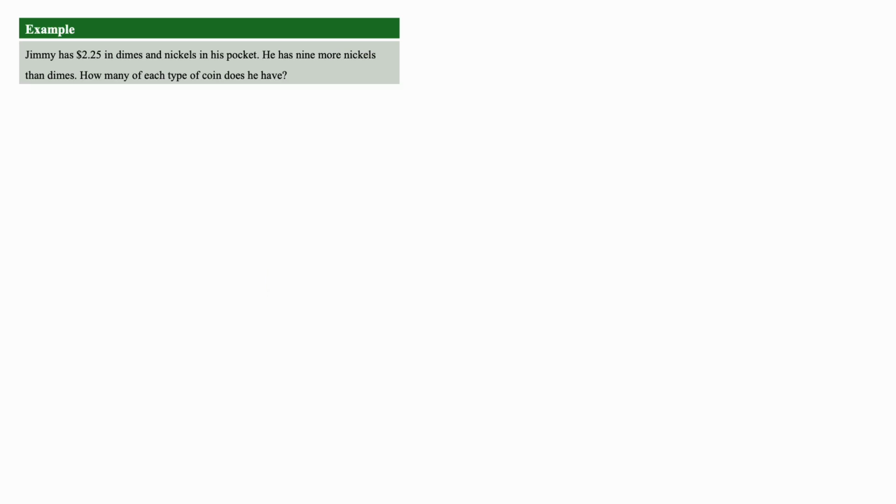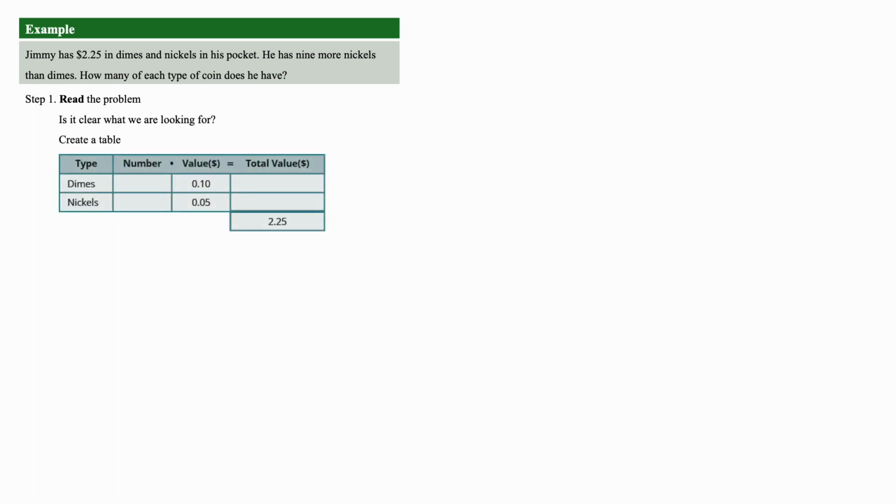So, let's take a look at an example. Jimmy has $2.25 in dimes and nickels in his pocket. He has 9 more nickels than dimes. How many of each type of coin does he have? So, let's read the problem and make sure it's clear what we're looking for. And let's create this table. In the third column, you can see the value. We know the value of a dime is 10 cents and the value of a nickel is 5 cents. And the total value when put all together is $2.25.